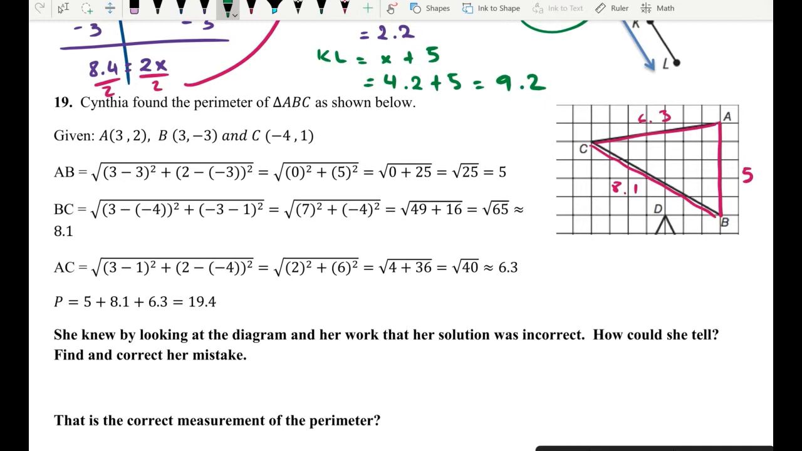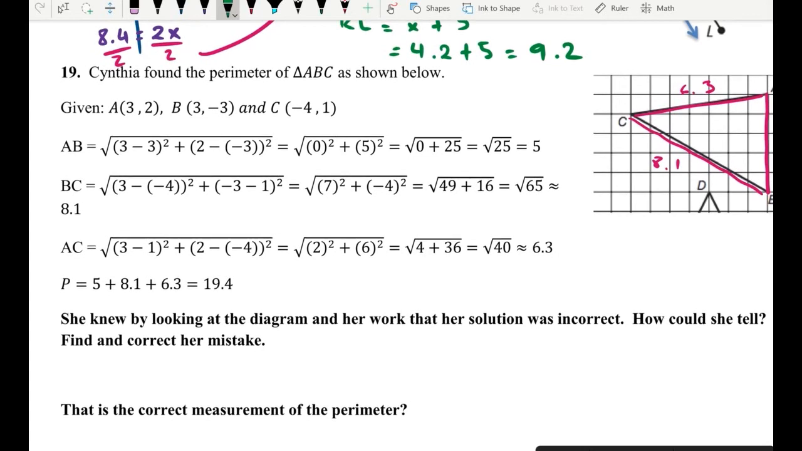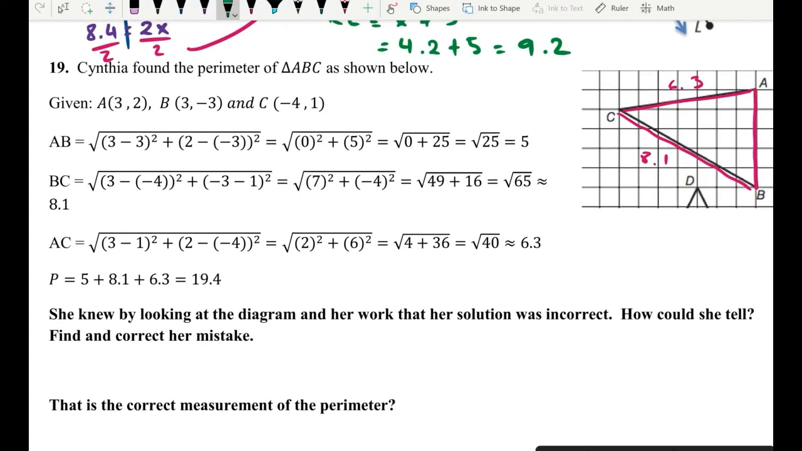Alright, so we're going to check her work to see what was wrong. I'm going to look at AB first. Her answer is 5. We can check the distance formula, but since AB is a vertical line, you can count the boxes. It's 1, 2, 3, 4, 5. So the distance is 5. That's correct. Now we go to BC. However, BC is a diagonal line. It's not one full box, so you cannot count it like you did earlier.